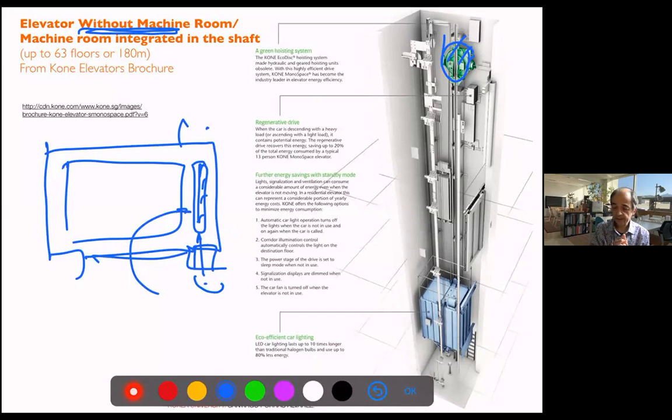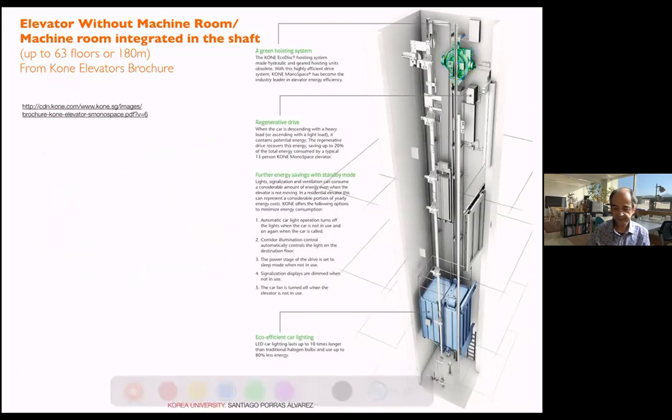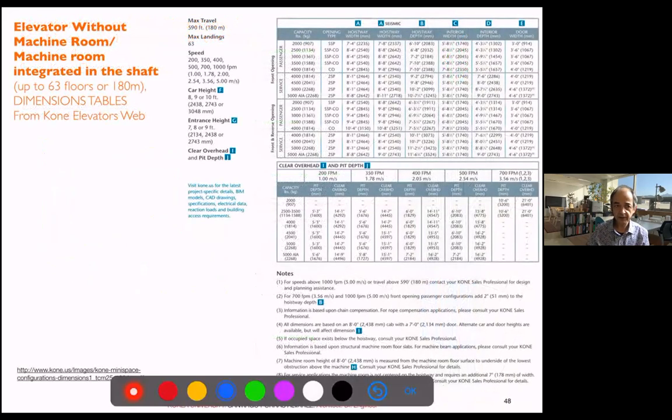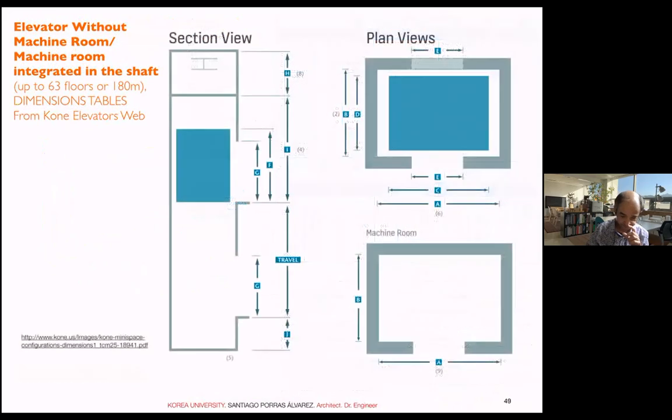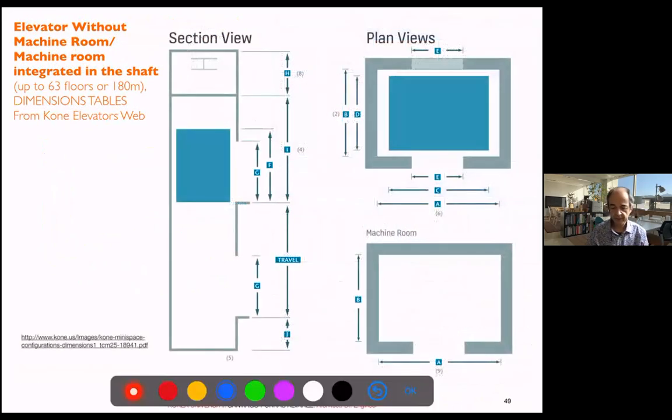They are very optimized. They were very expensive in the beginning, but nowadays, I would say since 20 years, I didn't use anything else than elevators without machine room. They're great. And when I checked one of the makers, KONE was the one which patented first the system. They can go up to 63 floors or 180 meters. You have here the dimensions if you want to see them, and the reference to the web. And then the sections, again, with the shaft and the overhead.